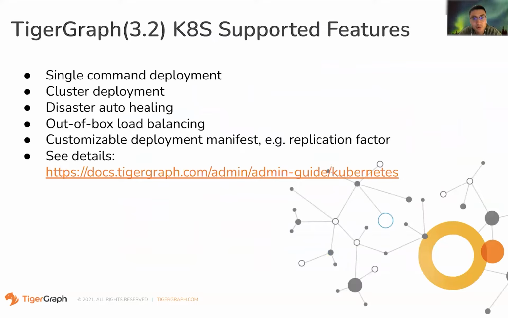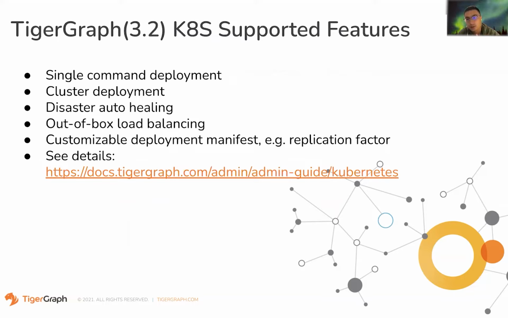Here is a list of supported features of TigerGraph on Kubernetes in our 3.2 release. First of all, we are supporting single command deployments. My colleague Wenbing Sun will give a demo later on how to actually do that. The second feature is cluster deployments. In the old releases, we had support for single node Kubernetes deployments, and in 3.2, we are releasing the cluster deployment.